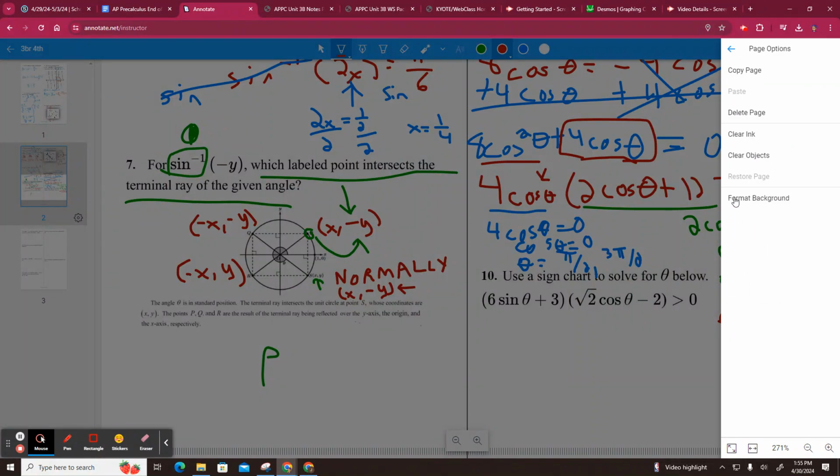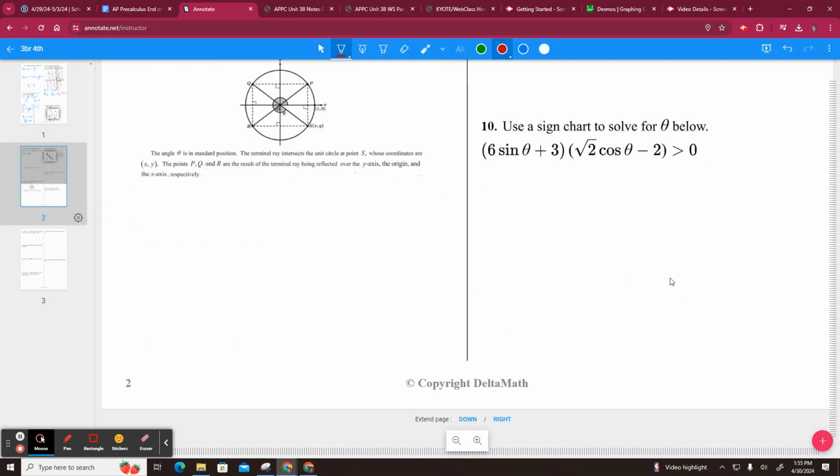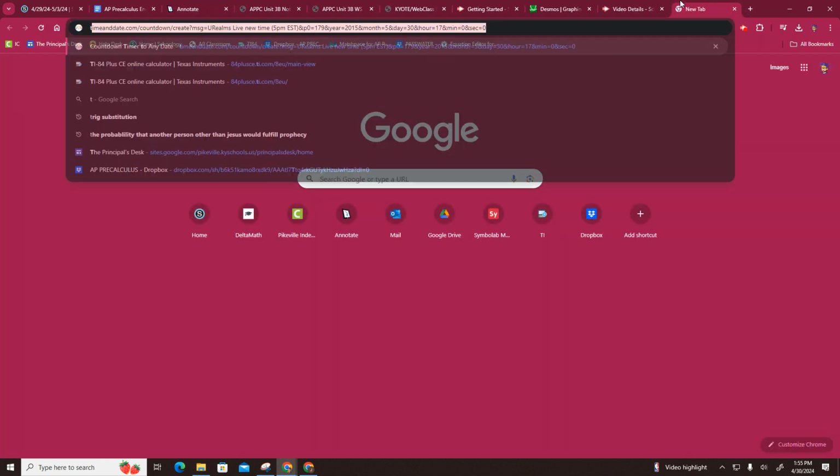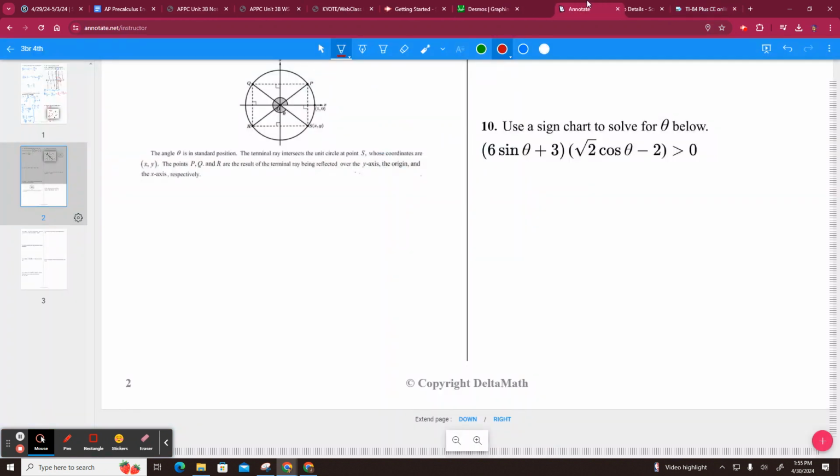Now, let me go ahead and clear ink. Number 10, use a sign chart to solve for theta below. For your sign chart, while I'm talking about the sign chart, I'm going to go ahead and pull up my calculator. So for the sign chart, remember this is the one you will get a calculator for.